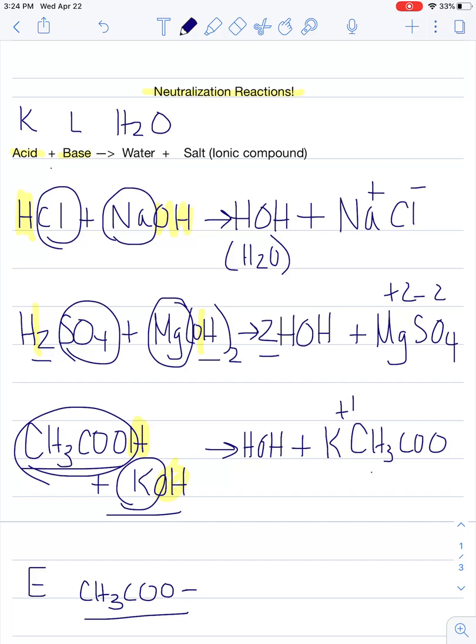So again, we'll be doing a little bit more practice, but hopefully that made sense. But the biggest thing that you need to know is you need to be able to recognize an acid and a base. Once you see an acid and a base on the reactant side, it's going to produce water and then whatever's remaining.